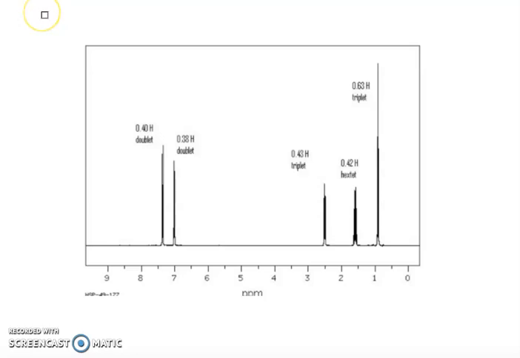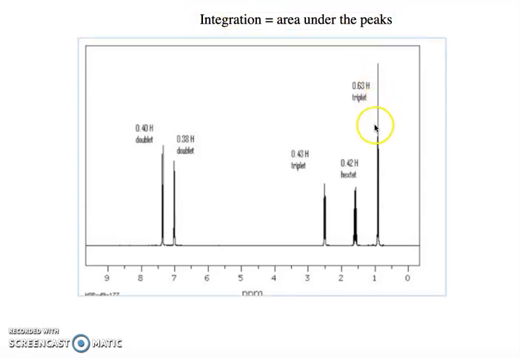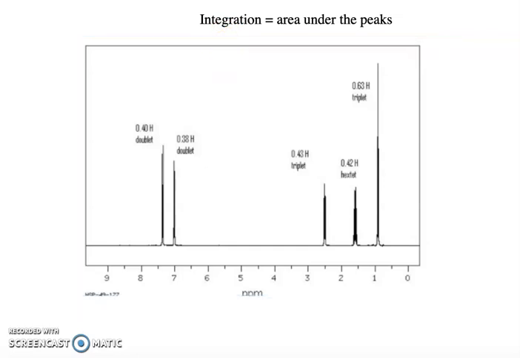I want to talk today about integration in the NMR spectrum. The integration in an NMR spectrum represents the area underneath each of our peaks. So I've got 1, 2, 3, 4, 5 peaks here, and the integration gives me the relative area under each of these peaks. So the integration is represented by these numbers here.